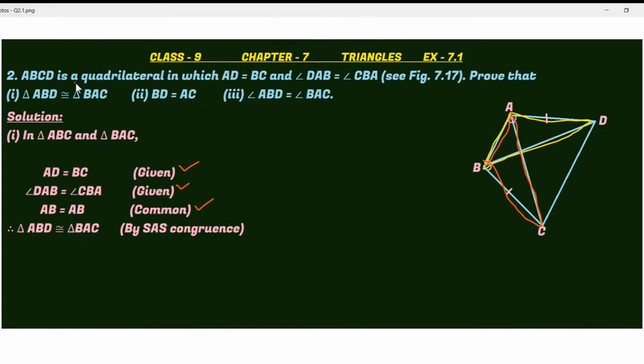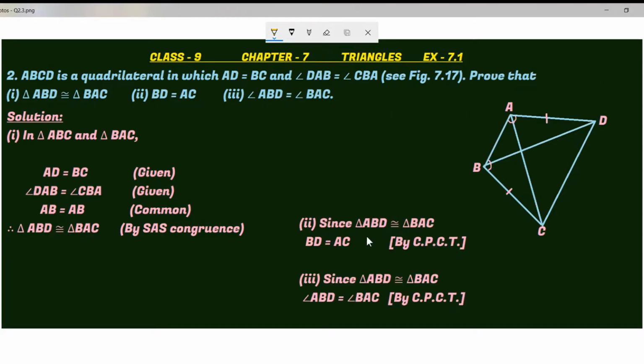First part is over. Now we have to prove these two parts. Let's prove. We have already proved triangle ABD is congruent to BAC. So here these two sides, BD and AC, are corresponding parts of these two triangles. We know corresponding parts of congruent triangles would be equal. So these two are congruent triangles and these two are corresponding parts of congruent triangles. So BD is equal to AC.